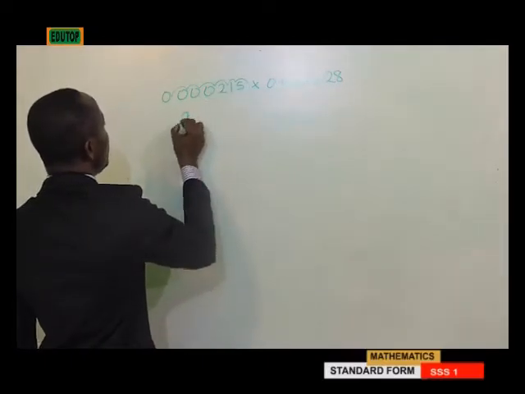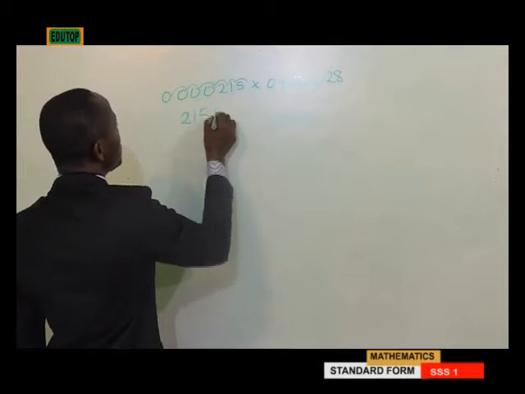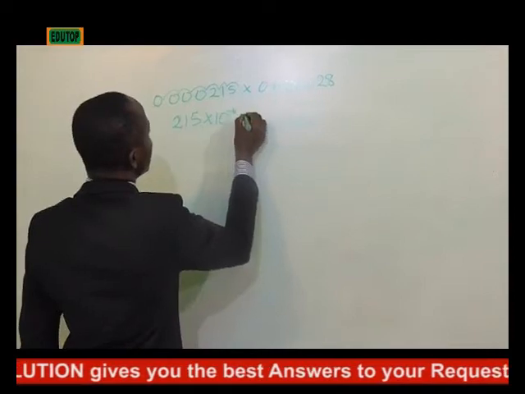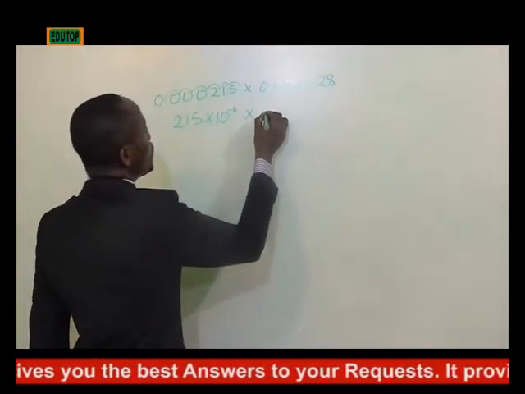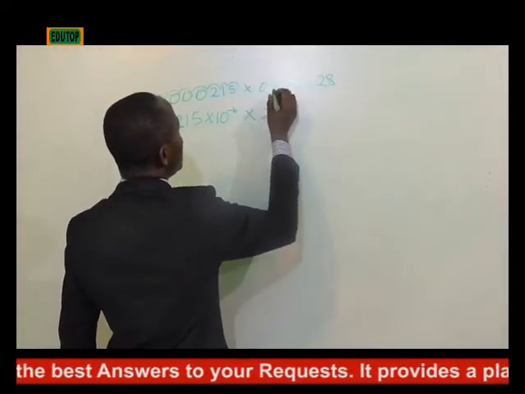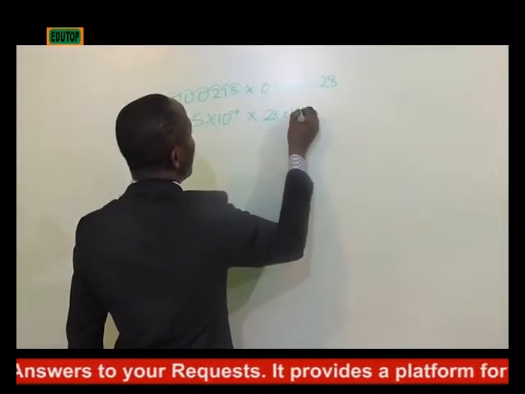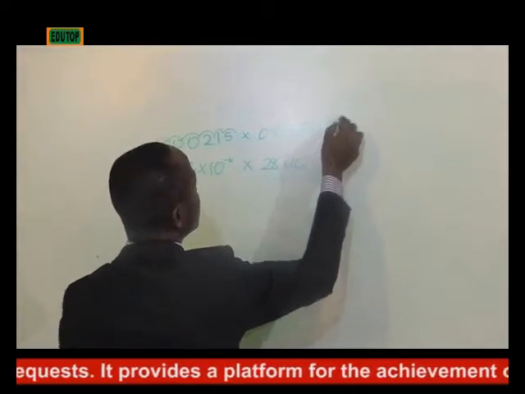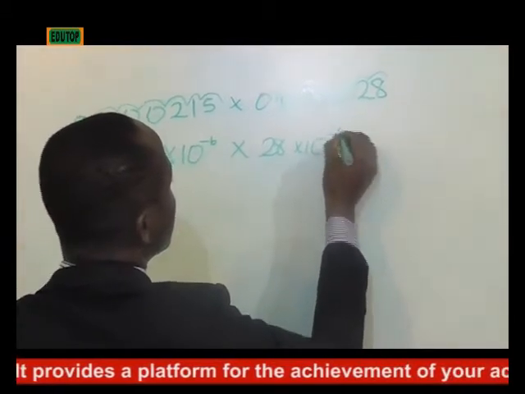That will be 215 times 10 raised to the power minus 6, since we shifted it 6 times. Then 28. How many times are we shifting? That's 1, 2, 3, 4, 5, 6. Times 10 raised to the power minus 6.